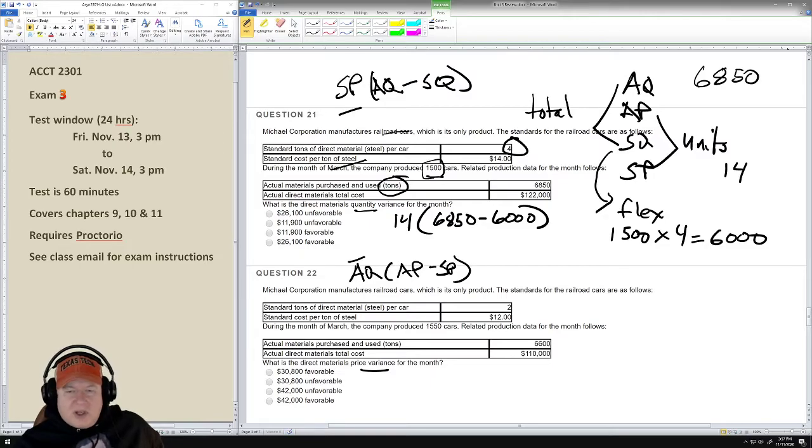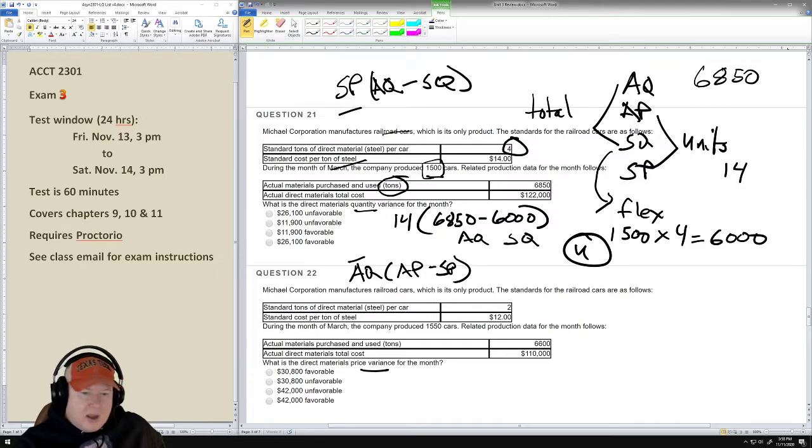And so it's going to be 14. The actual quantity is more than the budgeted quantity, which is the standard. So it's going to be unfavorable, to the tune of, and I figured out before, 11,900. Unfavorable.